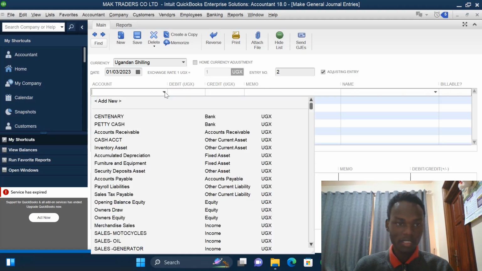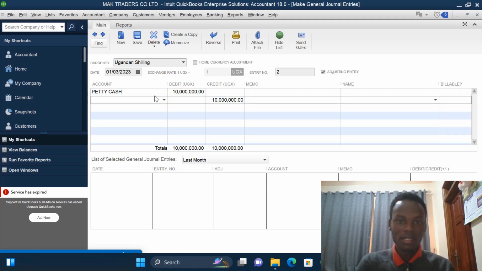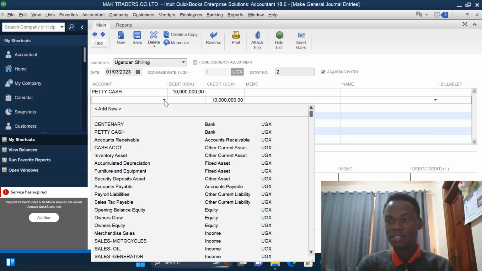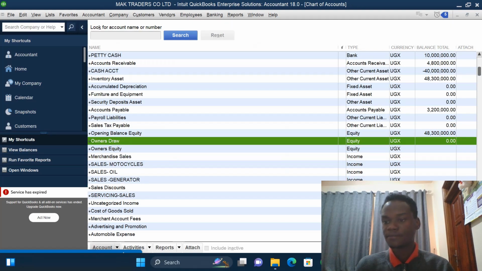So here we shall have petty cash by 10 million. Then we credit our Centenary Bank, because the bank is actually losing to the petty cash. So we shall close.